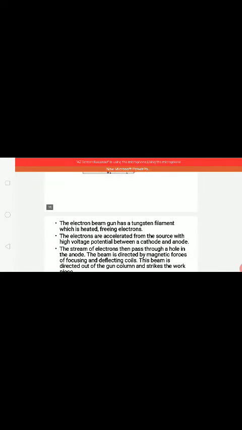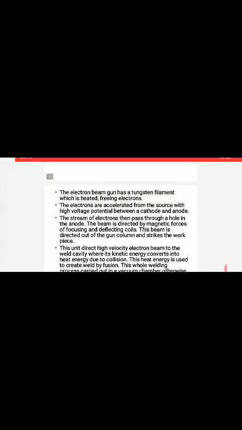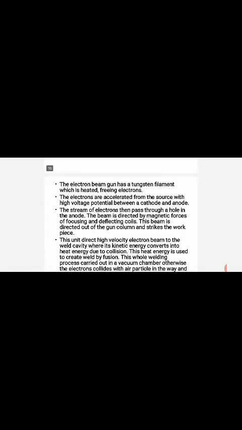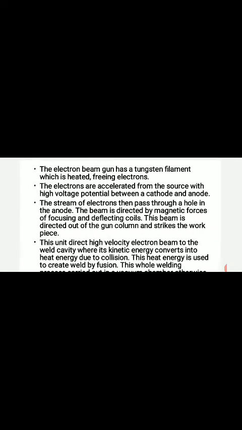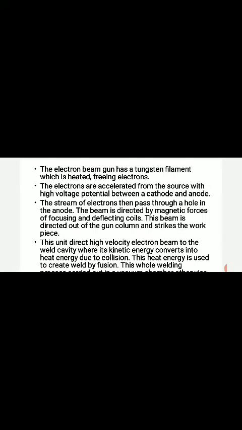As I said, the electron beam gun has a tungsten filament which is heated, freeing electrons. The electrons are accelerated from the source with a high voltage potential between a cathode and anode. The stream of electrons then passes through a hole in the anode.